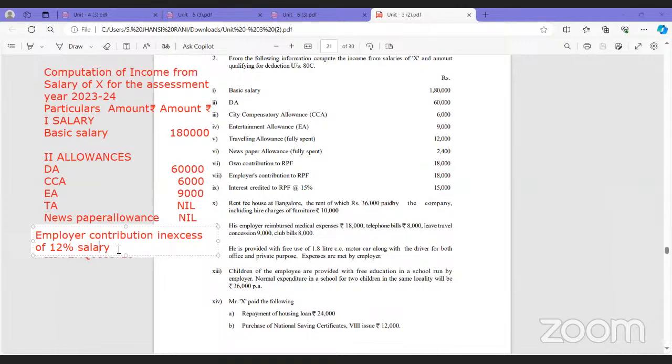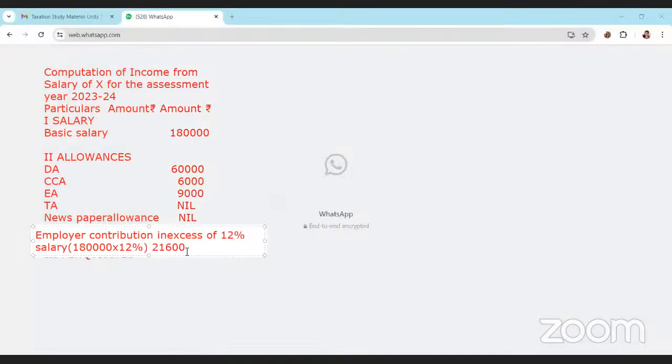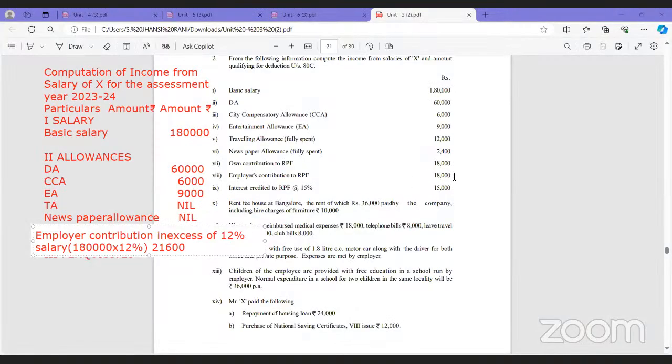So 1,80,000 into 12%. How much does it come to? 21,600. So 12% means he should save 21,600. But how much is he saving? 18,000. So you always have to look at whatever contribution the employer is doing, whether it is more than 12% or less than 12%.